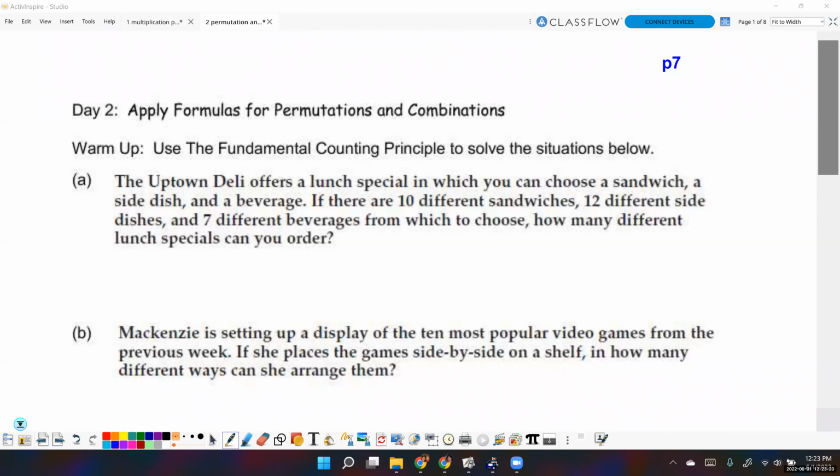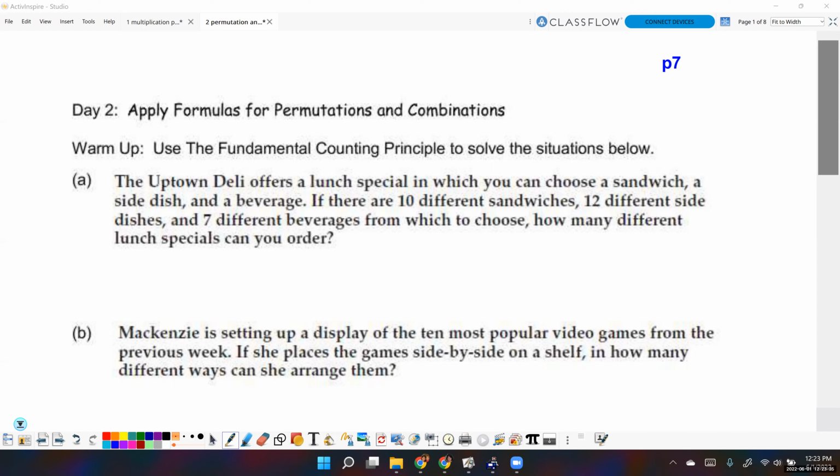This video is going to talk about the difference between permutations and combinations, but the first thing I'd like you to do is pause the video after turning to page 7 and try the two problems on page 7. So hopefully you tried these two problems on your own.